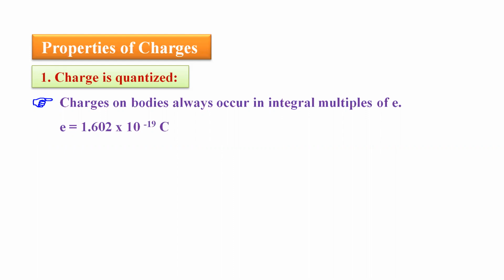Please understand students, the charge on an electron is given by minus e, whereas the charge on a proton is given by plus e. I repeat once again: the charge on an electron is minus e and the charge on a proton is plus e.